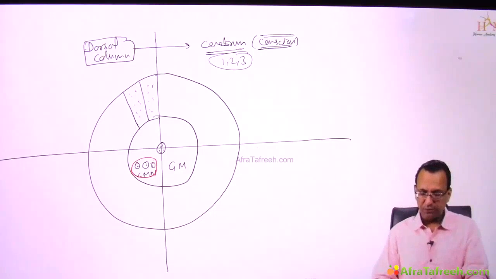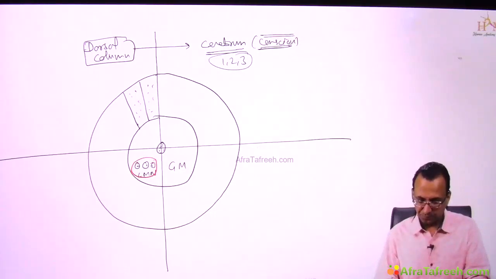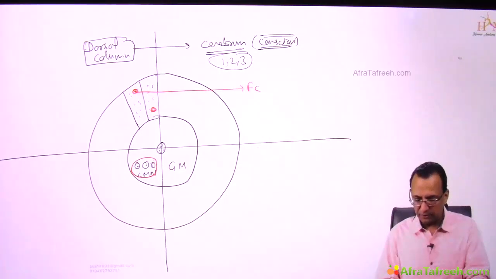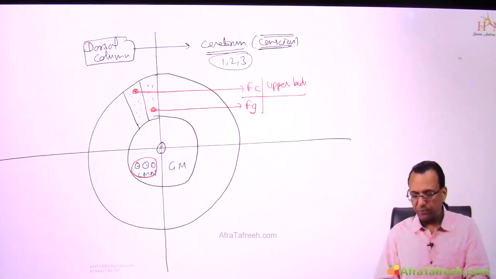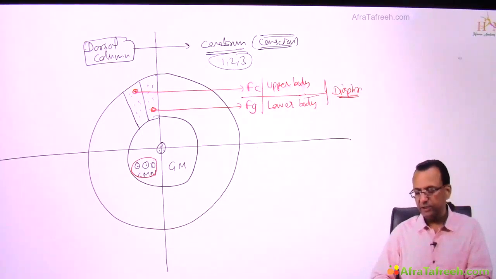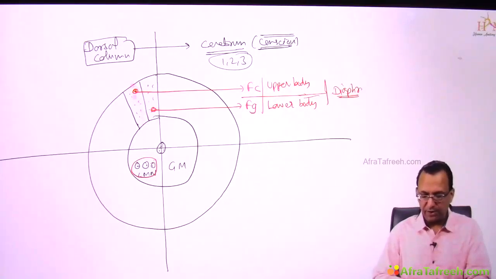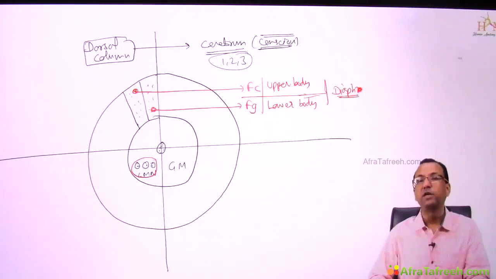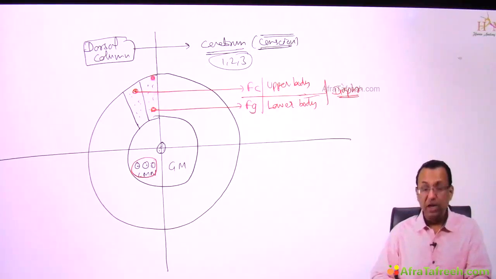Let us see. But first you tell that we have got a fasciculus cuneatus and we have got a fasciculus gracilis. Now, the fasciculus cuneatus is carrying the information from the upper body, and the fasciculus gracilis is from the lower body. The demarcation point is the diaphragm. Body above the diaphragm is the upper body, and that information is carried by the fasciculus cuneatus, which is more lateral. Body below the diaphragm, the lower body, sensation will be carried by the fasciculus gracilis, which is near the midline.